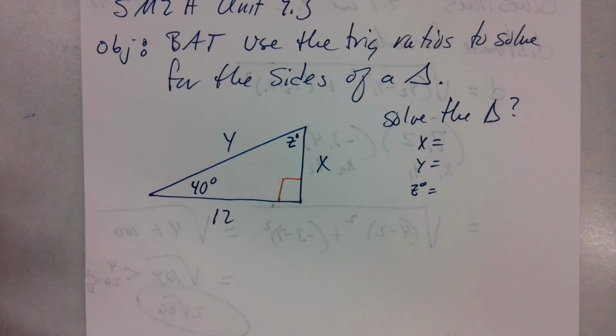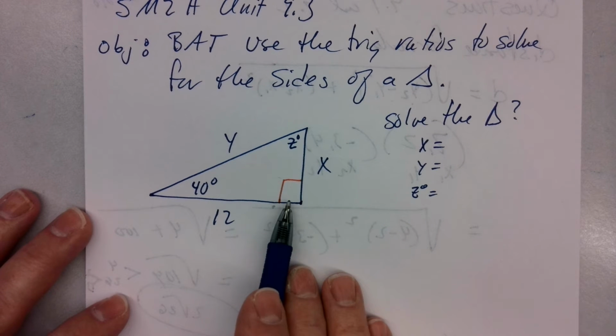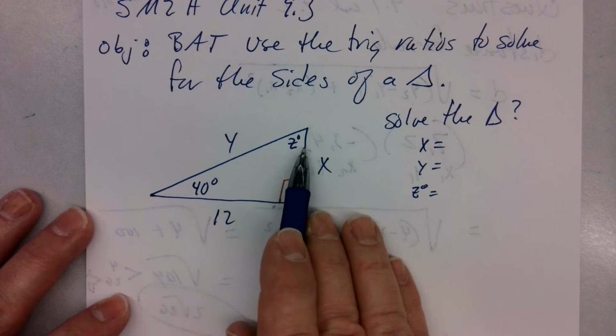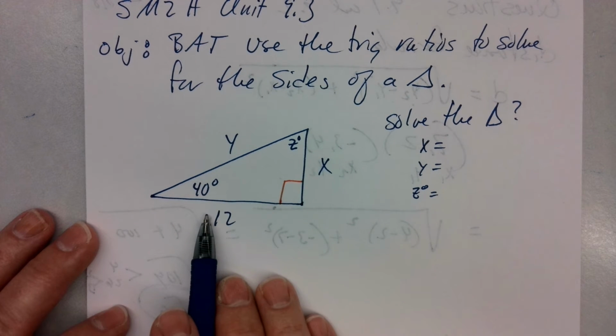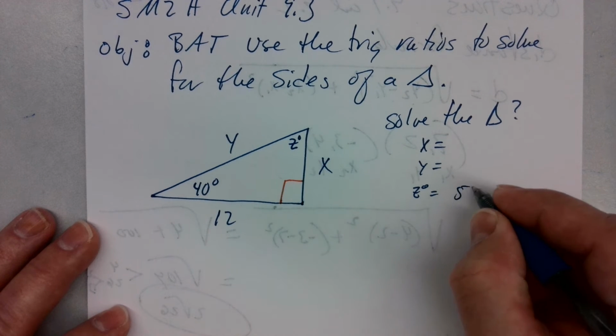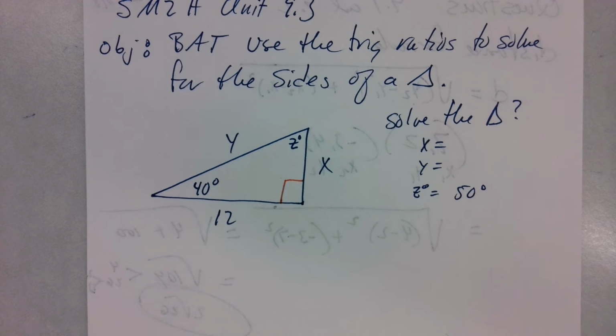Now, right off the bat, what's easy? Z, right? Why? Because I know that's 90, right? These other two must add up to be 90. So all I've got to do is take 90 minus 40, and that's going to tell me z is 50 degrees, correct? Now, this is where you've got to start to pay attention.